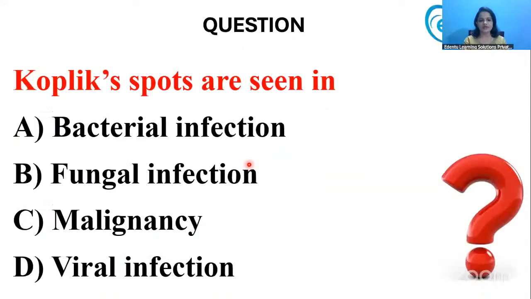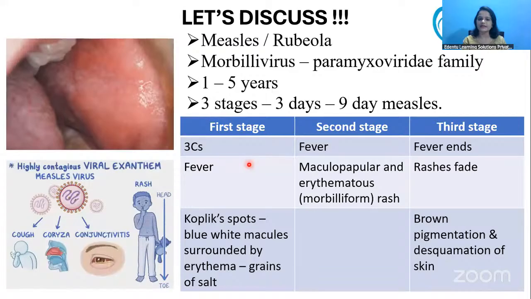The next question: the Koplik spots are seen in. Where will you see the Koplik spots? Is it a bacterial infection, fungal infection, malignancy or viral infection? Yes, this is an easy question. It is a viral infection. Mainly these Koplik spots are seen in measles or rubella.